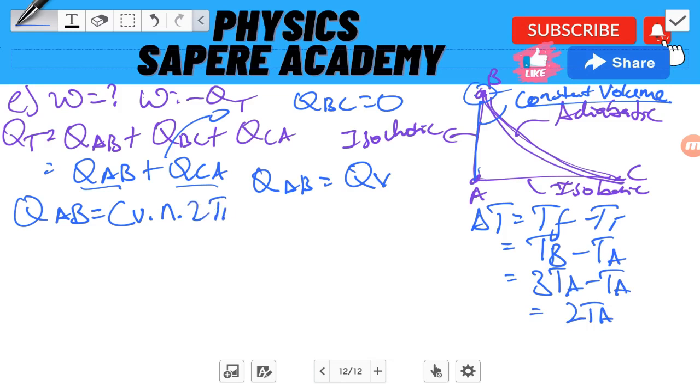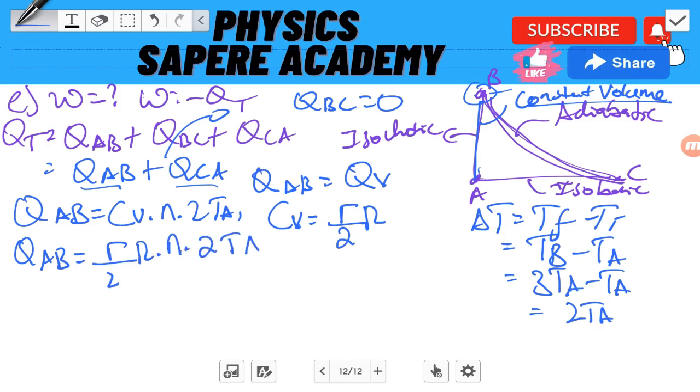Now CV, which is simply, and so CV for a diatomic gas is equal to 5/2 R. So substituting this, I have QAB, which is 5/2 R times n times 2TA. Now simplifying the 2, I have this equals 5nRTA. So this is my heat at QAB. So at QAB the value of heat is 5nRTA.